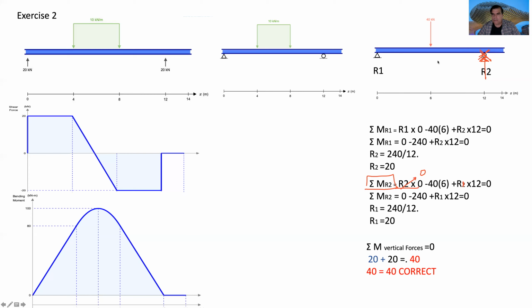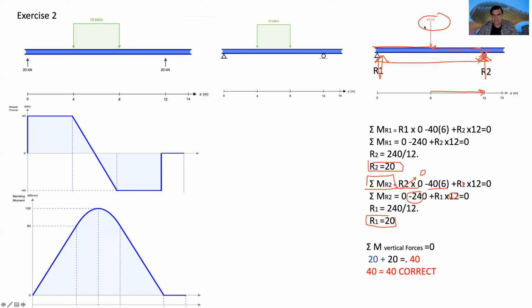Let's go. First, 40 multiplied by 6. This is the distance from 6 to 12. Second, R1 multiplied by 12. This is the distance, 12. We take R1 from the equation. This is 240. Go to the other side, positive. 12 multiplies, so go dividing, and R1 is 20. By coincidence, R2 and R1 are the same number. And it's correct, because 20 plus 20, reaction 1 plus reaction 2, is equal to 40.